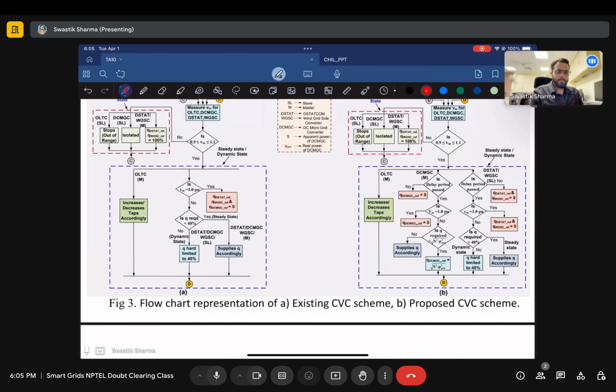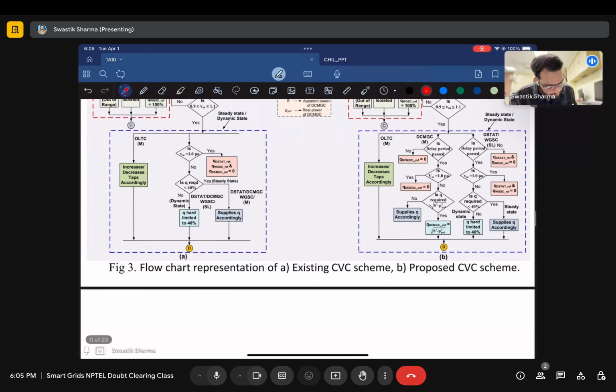But let's say the delay period has passed, you check if the VM is 1 per unit. If it is 1 per unit, you can still have them at a 0 reference because you don't need to do anything. They are at perfectly balanced conditions, right? VM is 1, that is what you want. But let's say they are not, you now calculate the amount of reactive power you are consuming. So you see, earlier, what you were doing, you were just hard limiting it to 40%, right? So they didn't have an intelligence of their own, right?